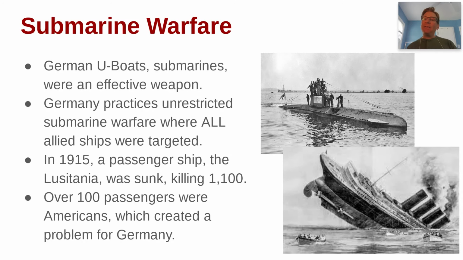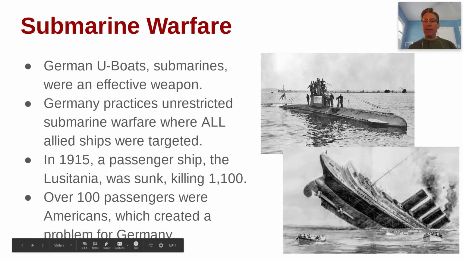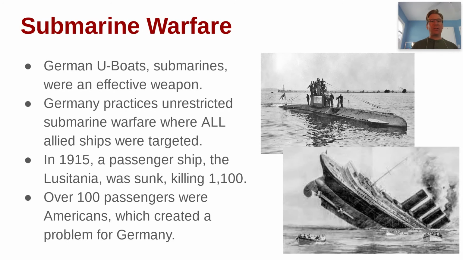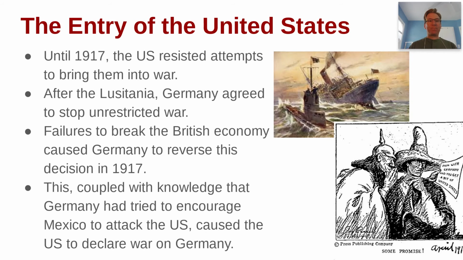In 1915, the Germans sink a British passenger ship called the Lusitania. When this ship went down, here's an image right here, 1,100 passengers aboard were killed when that ship sunk. The problem for the Germans at this phase of the war is that 100 of those passengers are Americans, and this is going to trigger an American response.